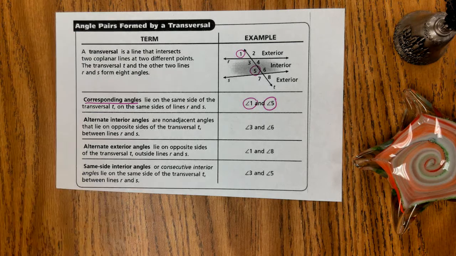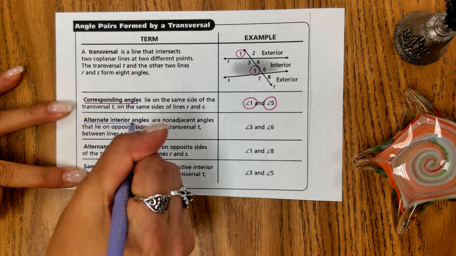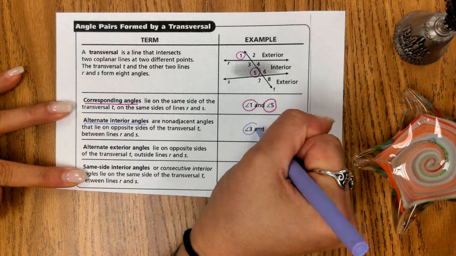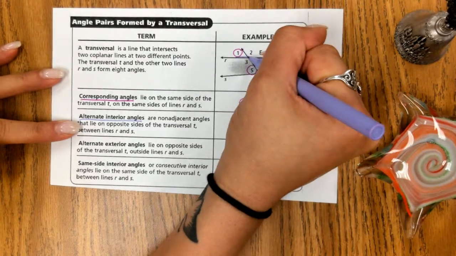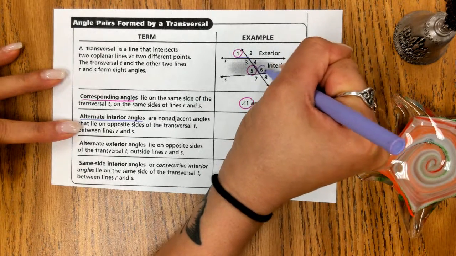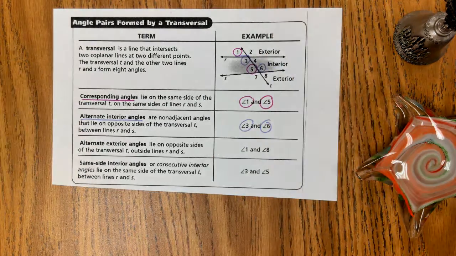So on the next one, it's telling me alternate interior angles, 3 and 6. This is the one where if you do the Z, it's going to be on the inside of the corners of the Z.